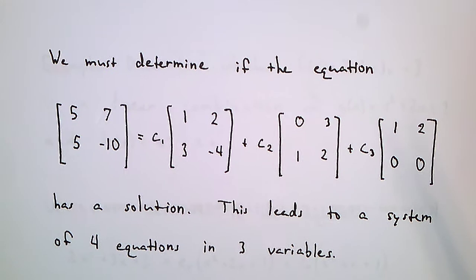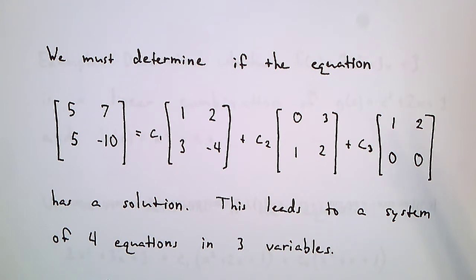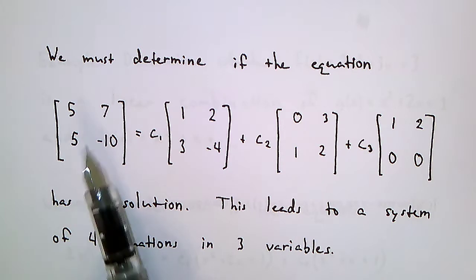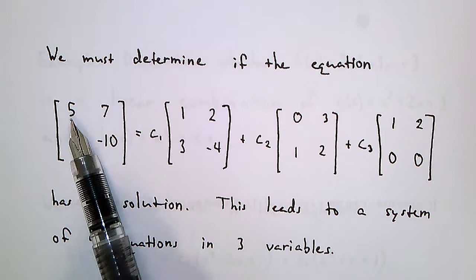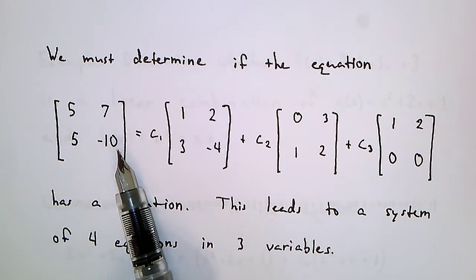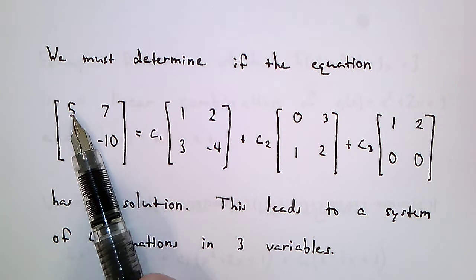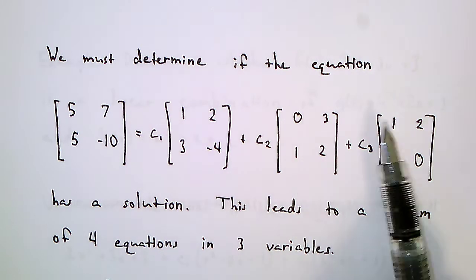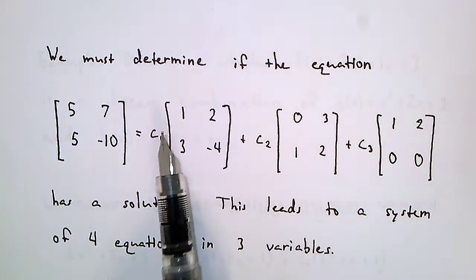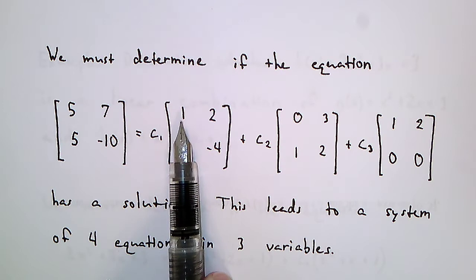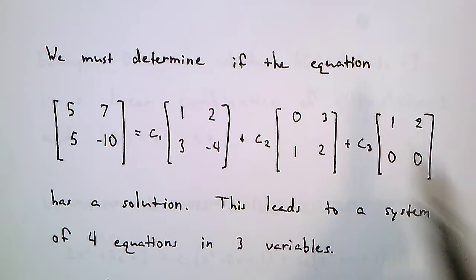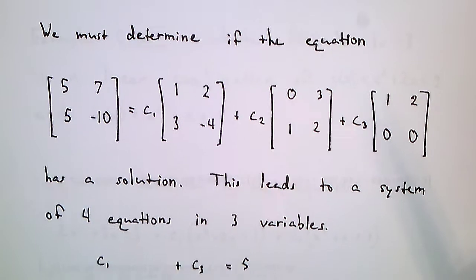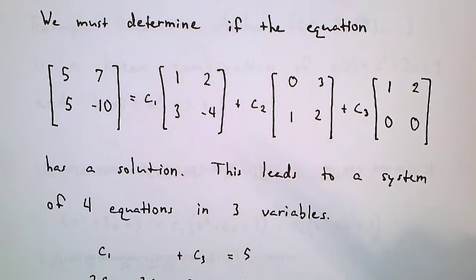So this leads to actually a system of 4 equations in 3 variables, and let me explain how. In order for both sides of this equation to be equal, each of the corresponding entries has to be equal. That means 5 has to be equal to whatever the upper left entry is from over here. And we can work that out. It's C1 times 1 plus C2 times 0 plus C3 times 1. So that gives us one equation that I've written down here.